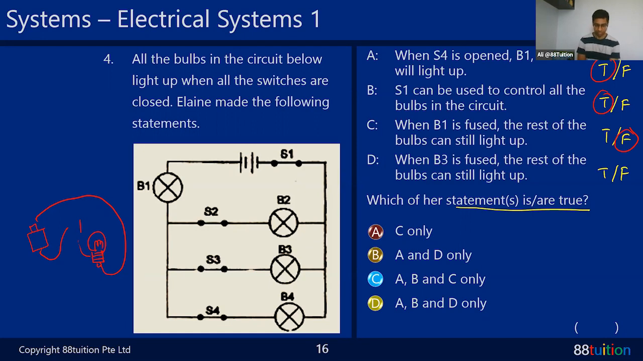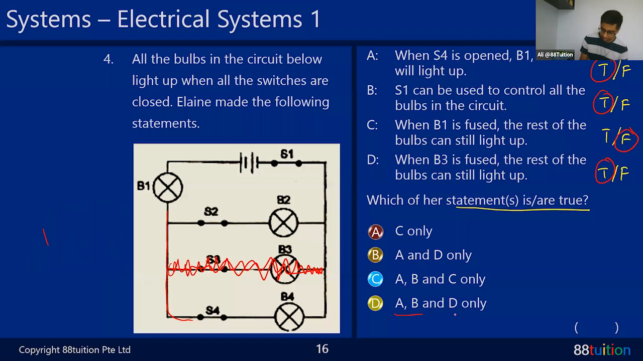And when B3 is fused, the rest of the bulbs can light up. B3 means this one. So you basically take this whole thing out. The rest of the bulbs can still light up because there is a wire going through and doesn't have to go through the center portion. Whereas for B1 to light up, it has to go through B1. So you got no choice, has to go through B1. If B1 is spoiled, then all the other bulbs will not light up. Understand? So that's the difference between C and D. So only one is false, the rest are true. So A, B, and D only are true.